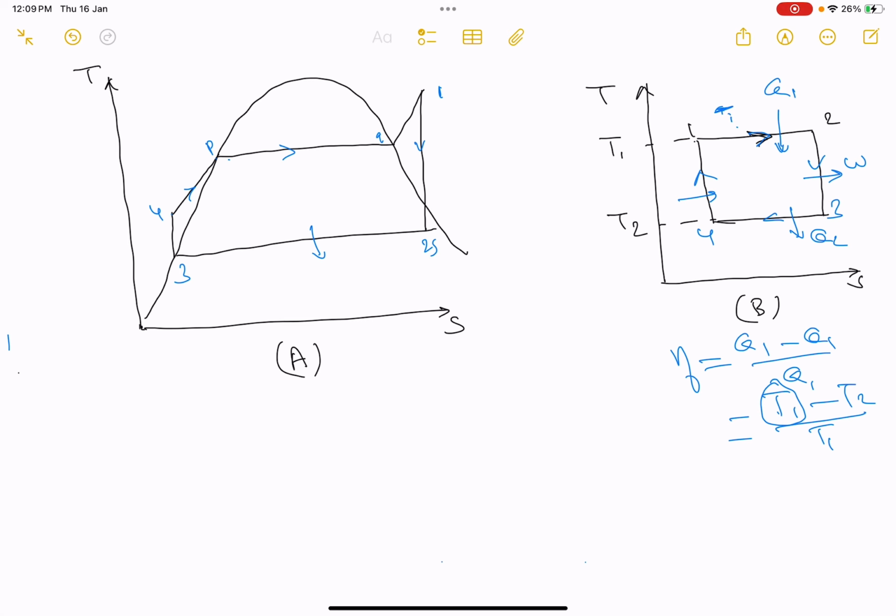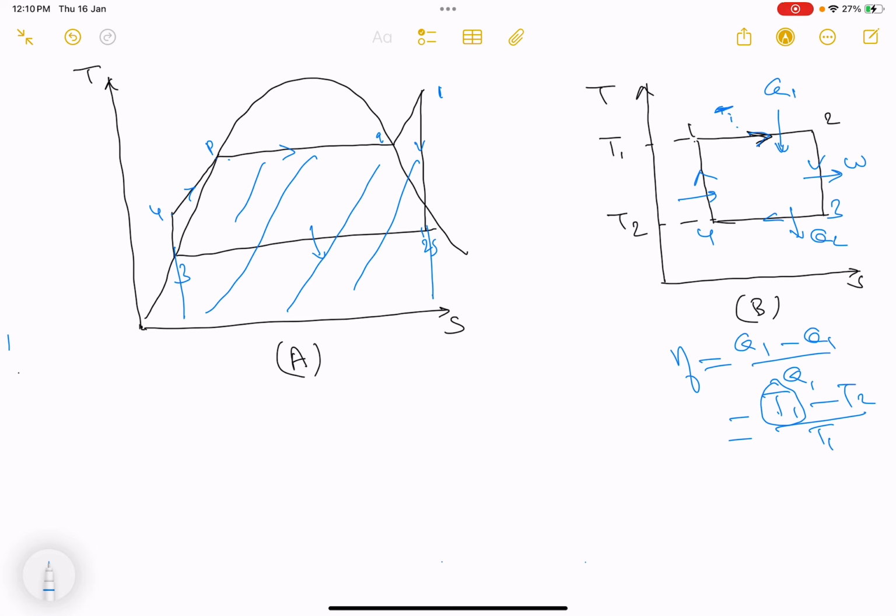Now in the Rankine cycle, if you want to find the heat supplied, the heat supplied is the area under the curve 4 to 1, right? All the heat supplied can be found from this area. So this entire area is the heat supplied from 4 to 1.